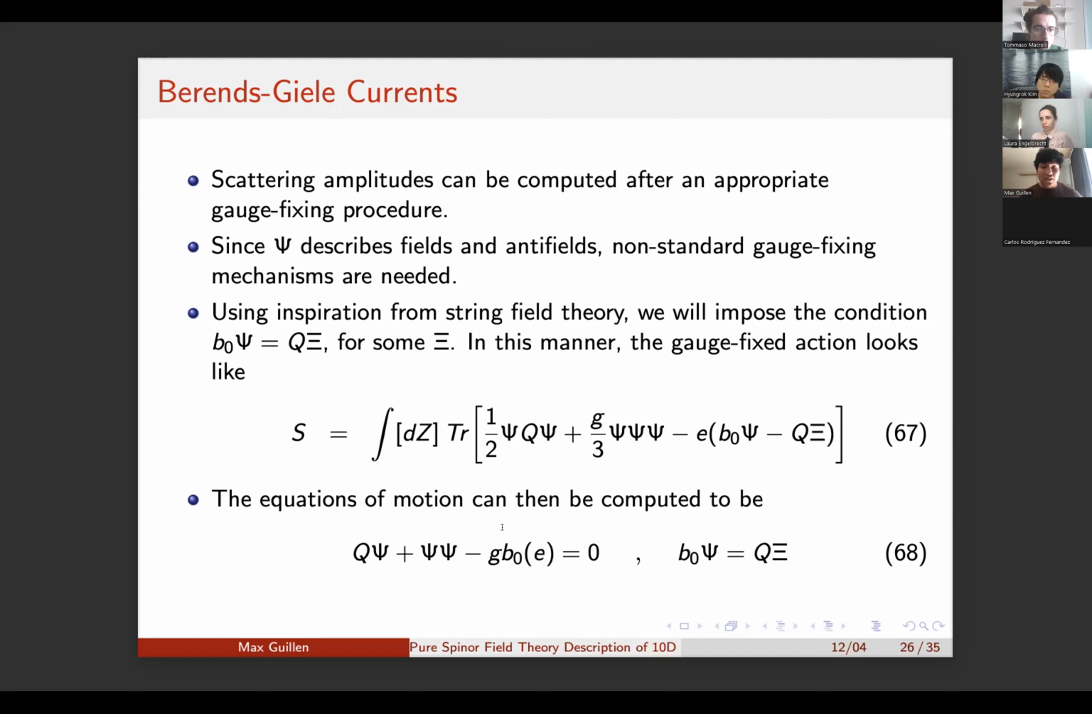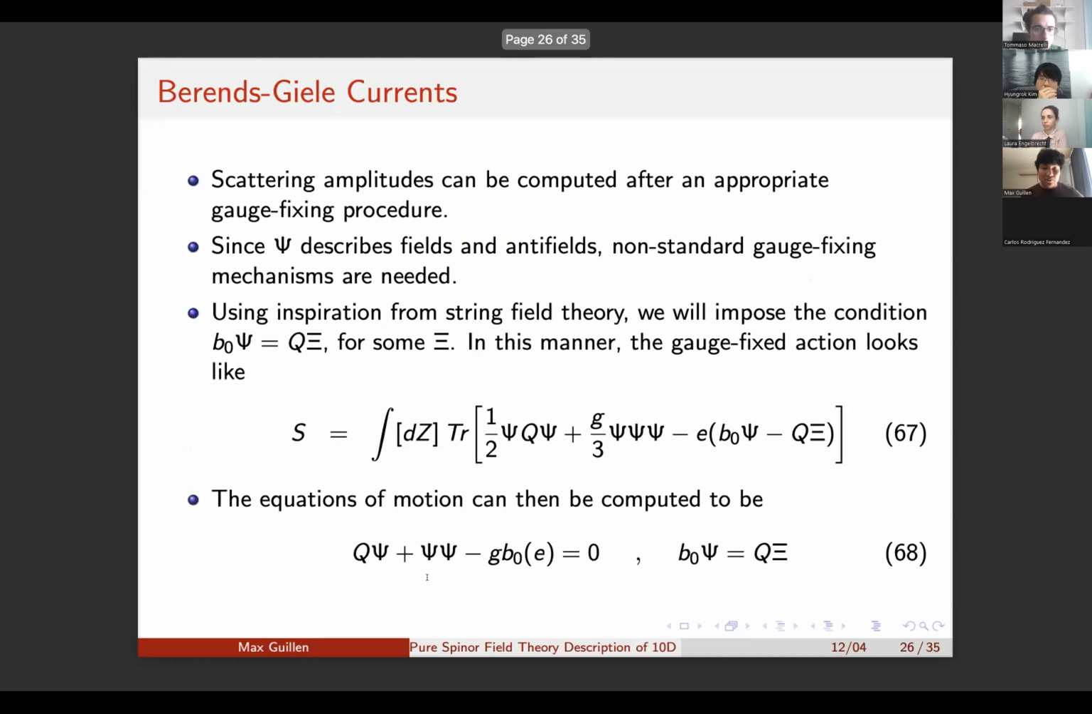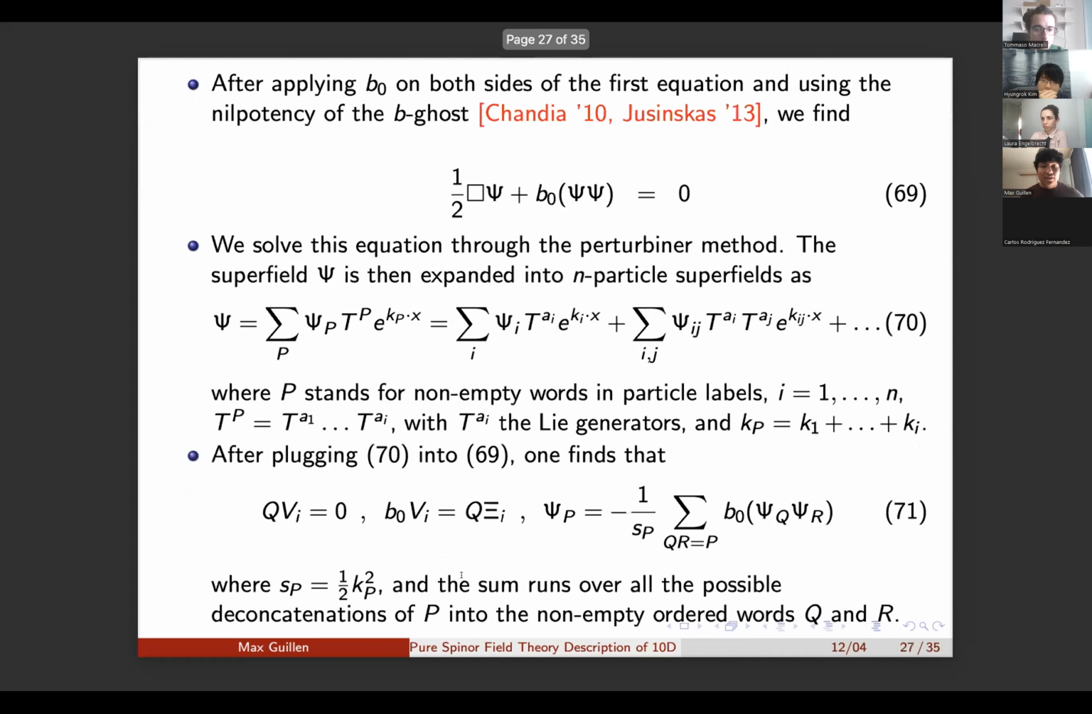So the equation of motion can then be computed to be these expressions here, 68. We have the equation of motion for the superfield psi here, and we have the gauge fixing condition here. So when we use the fact that the b ghost is nilpotent, so B0 squared is 0, and we apply B0 on both sides of the first equation of 68, we find this equation of motion for psi in 69. So box is the D'Alembertian, and we have the action of B0 acting on two superfields here.